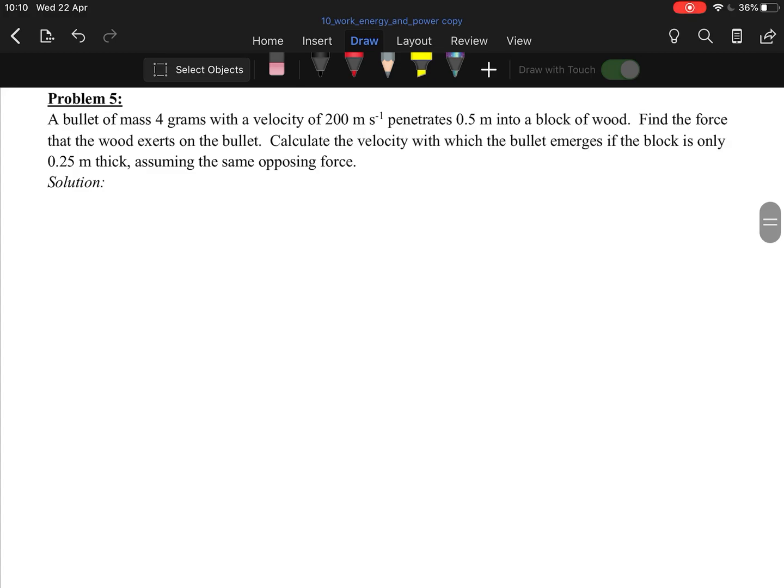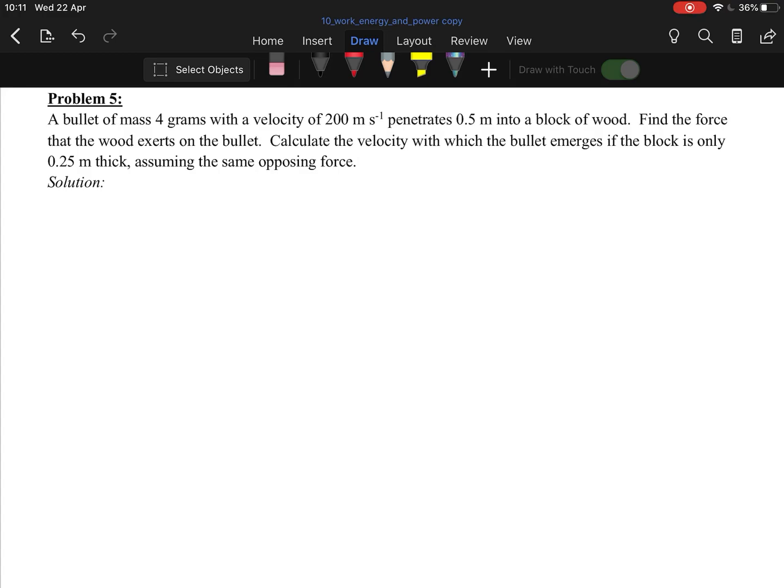I'm going to read the question and I'm going to have to roll it up, just because I need the space here. A bullet of mass 4 grams with a velocity of 200 meters per second penetrates 0.5 meters into a block of wood. Find the force that the wood exerts on the bullet. Part 2. Calculate the velocity with which the bullet emerges if the block is only 0.25 meters thick, assuming the same opposing force.